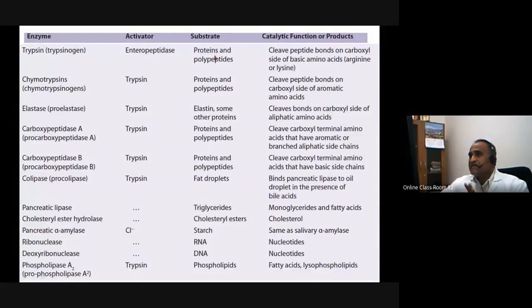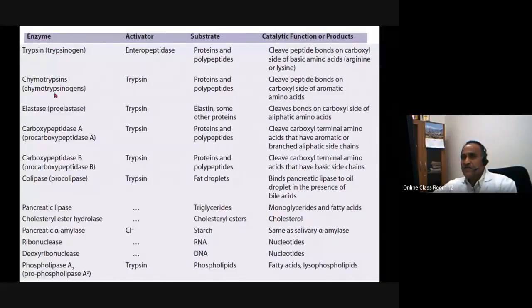Then it will act on the proteins and polypeptides, and that would form up to the level of basic amino acids, arginine and lysine, and some peptide bonds. So it will form up to that level. Where exactly it acts is mentioned: it cleaves peptide bonds on the carboxyl side of basic amino acids. That is the site of action of the trypsin.